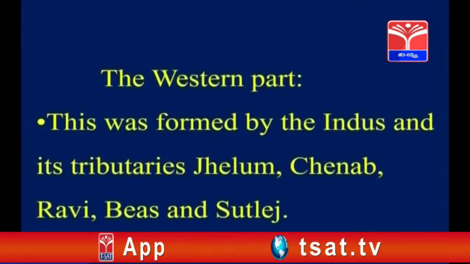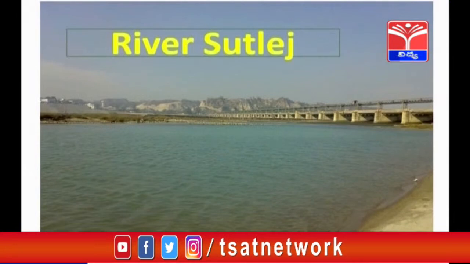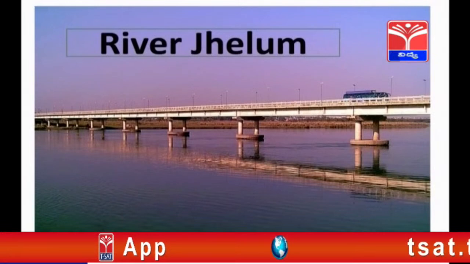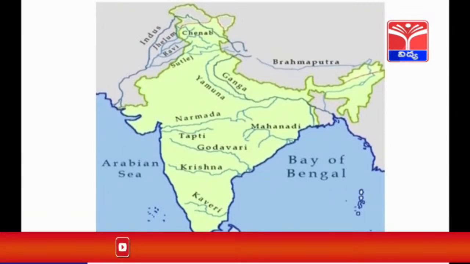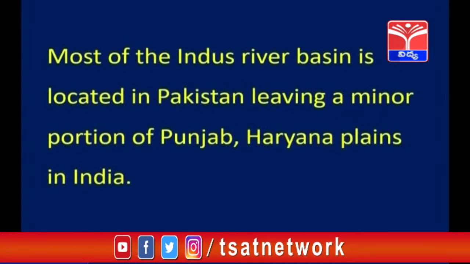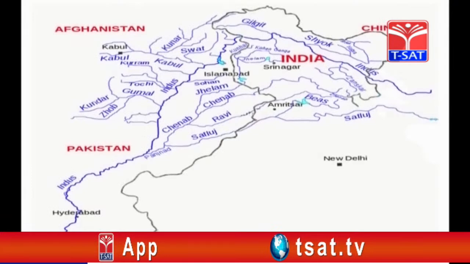The western part was formed by the Indus and its tributaries Jhelum, Chenab, Ravi, Beas and Sutlej. This is river Sutlej, river Jhelum. This is the map of the Indian rivers. Most of the Indus river basin is located in Pakistan, leaving a small portion in the Punjab and Haryana plains. This is the Punjab and Haryana plains.